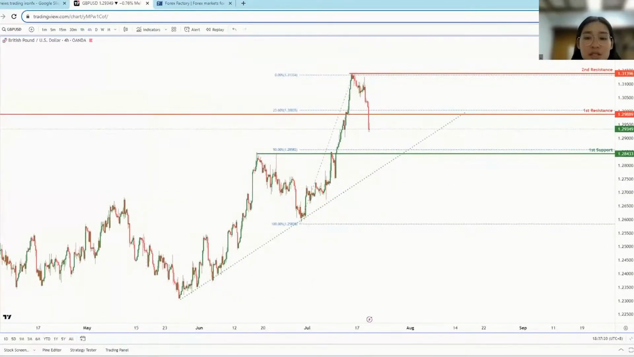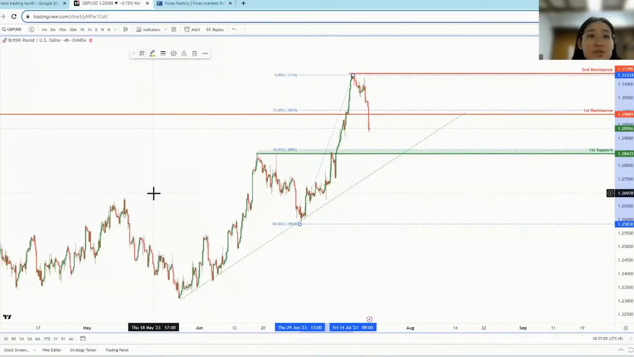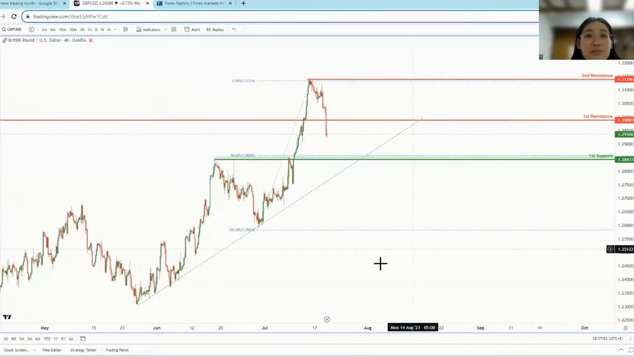Okay, I think that's all the levels that we have. I'm just going to highlight this first support because price has tested this level multiple times in the past, and it also lines up with a 50%. Since price has broken this 23.6, I'm just now realizing this is no longer valid. So we're going to keep the 50%.